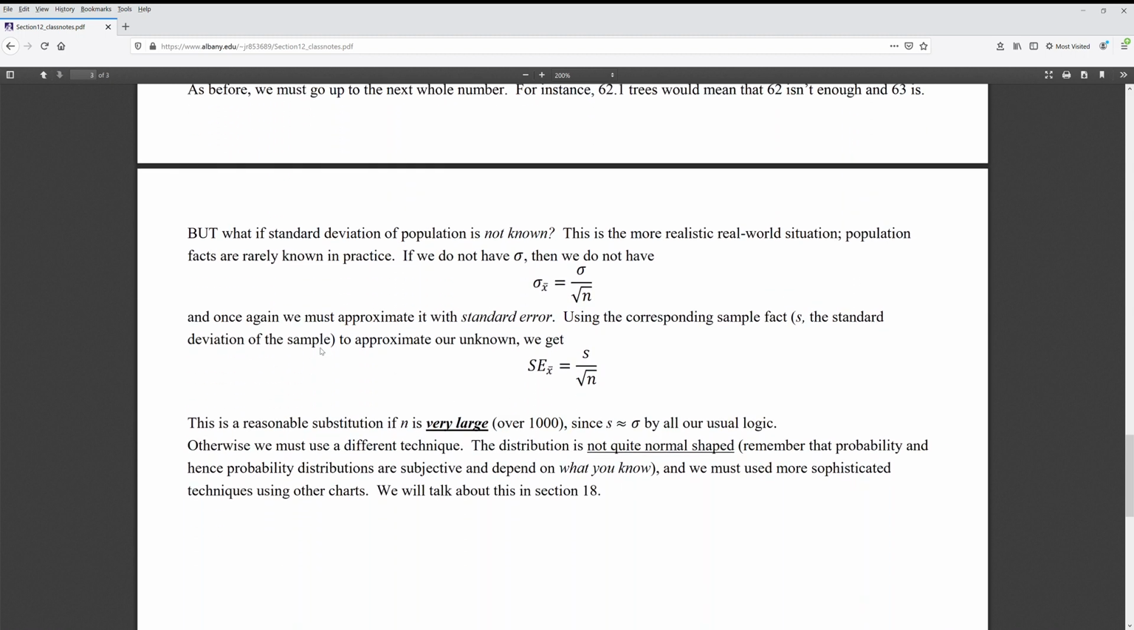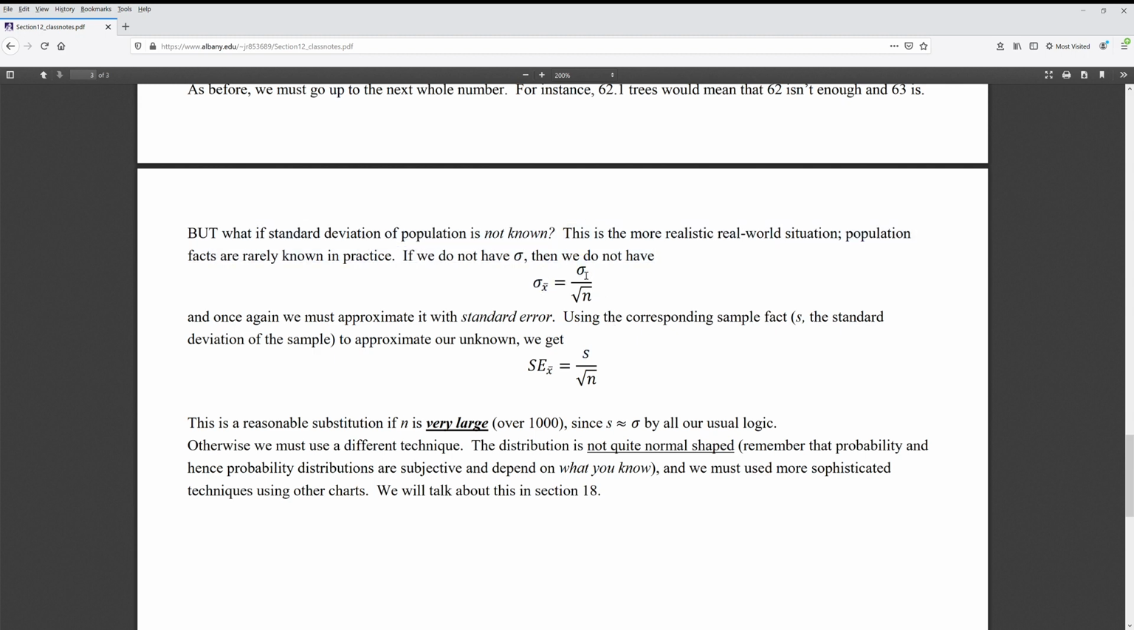What if the standard deviation of the population is not known? Well, short answer, we'll talk about this in Section 18. But if the sample is size 1,000 or more, really big, then it doesn't really matter. You see, the idea is that if we don't know sigma, then we're going to have to estimate it with the thing that estimates sigma. The standard deviation of the sample, S, from Section 2, those 100 or however many numbers, estimates sigma.